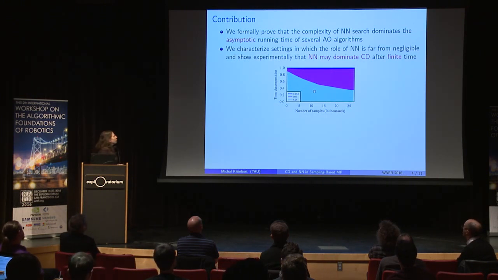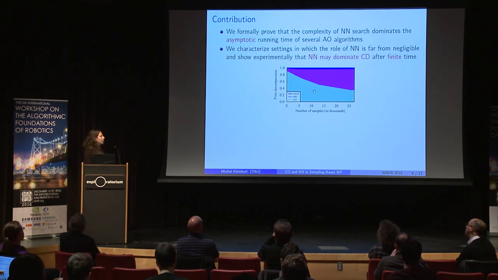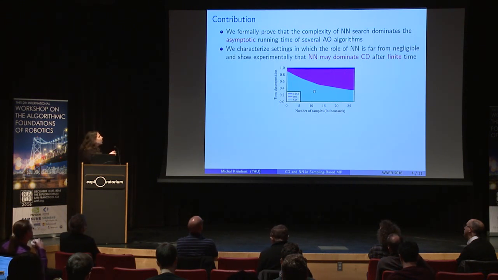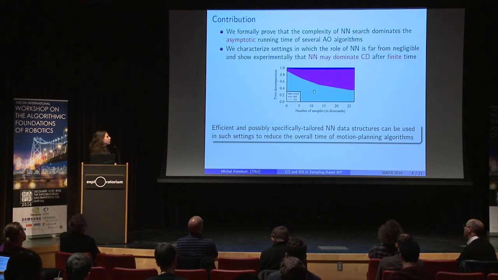So see, for example, the following plot, which depicts the time breakdown of the MPLB algorithm, which is a variant of FMT star, as a function of the number of samples. The light blue region denotes the portion of time spent on collision detection, including local planning. The purple region denotes the portion of time spent on nearest neighbor search, and everything else is in the above blue part. And as you can see, as the number of samples increases, the portion of time spent on nearest neighbor search increases as well, and at some point it even becomes larger than the time spent on collision detection. So in such settings, an efficient and possibly specifically tailored nearest neighbor data structure can be used to reduce the overall running time of the planning algorithm.